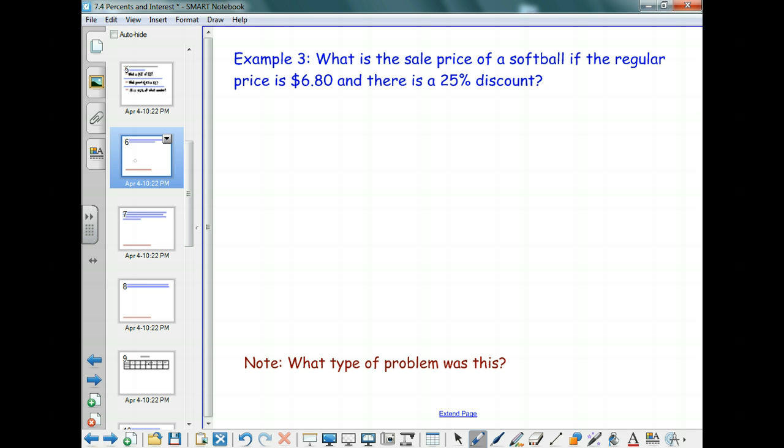All right, so this one says, what is the sale price of a softball if the regular price is $6.80 and there's a 25% discount? All right, so a first consideration here is that if the discount's 25%, that's good to know. But what's more important to know is, if the discount's 25%, great, but that's not what I'm paying. How much am I paying of the product? 75%.